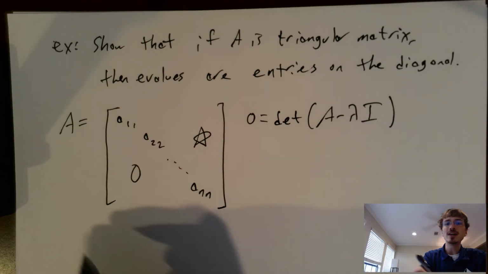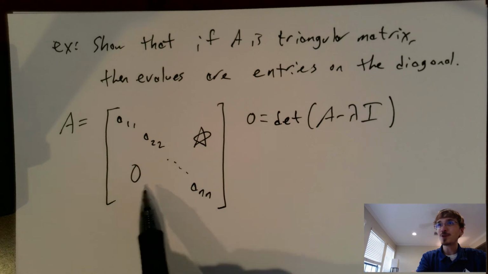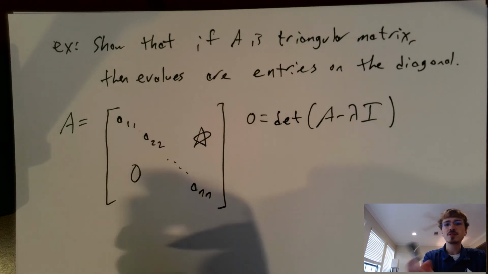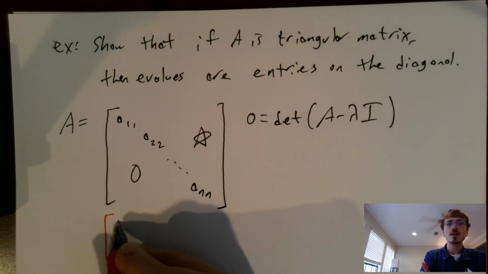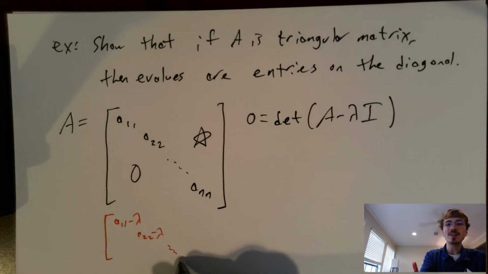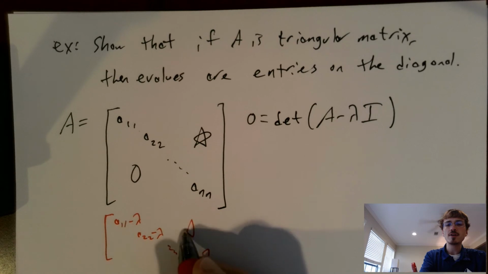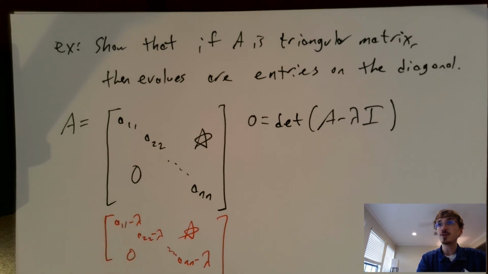A minus lambda I is going to be the matrix where star is unchanged, the zeros below the diagonal are unchanged, but the diagonals are now a11 minus lambda, a22 minus lambda, all the way down to ann minus lambda. And how do we take the determinant of this upper triangular matrix? Remember, whenever we were talking about determinants, if you have a triangular matrix or a diagonal matrix, it's just the product of the diagonal entries.